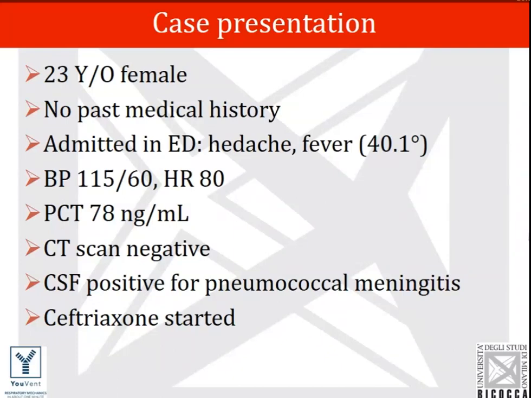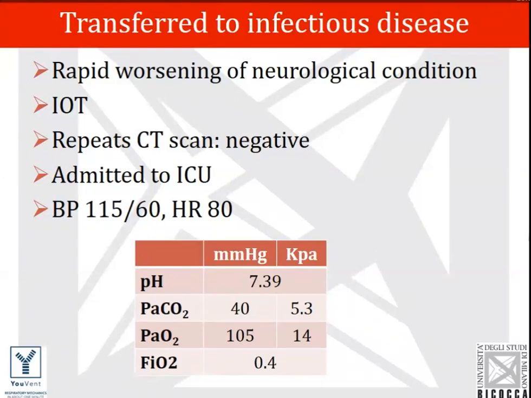Because of signs of potential meningitis, she undergoes a lumbar puncture, and indeed the rapid test is positive for pneumococcal meningitis. So ceftriaxone is started right away, and the patient is brought to the infectious disease department. Unfortunately, after a few hours, she starts to become less and less responsive. Her Glasgow Coma score drops to, say, 5.